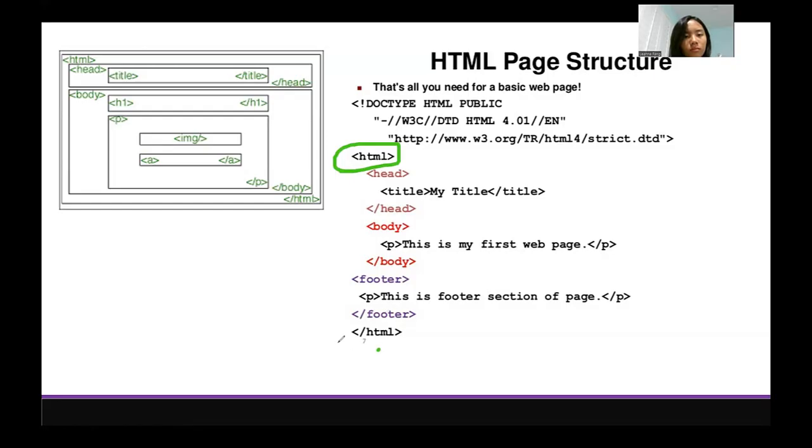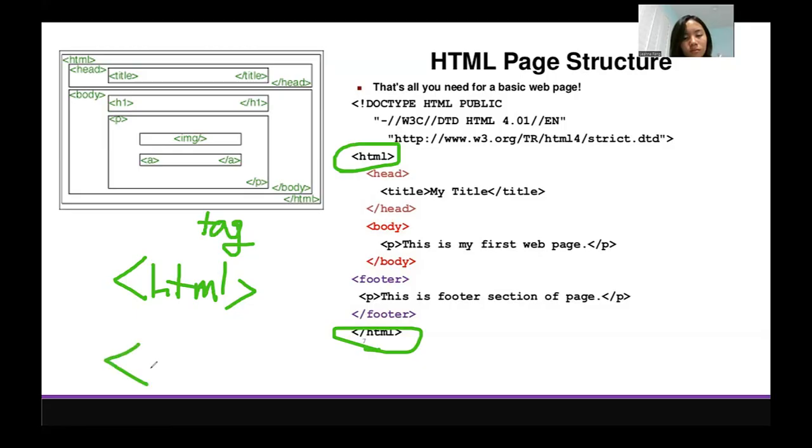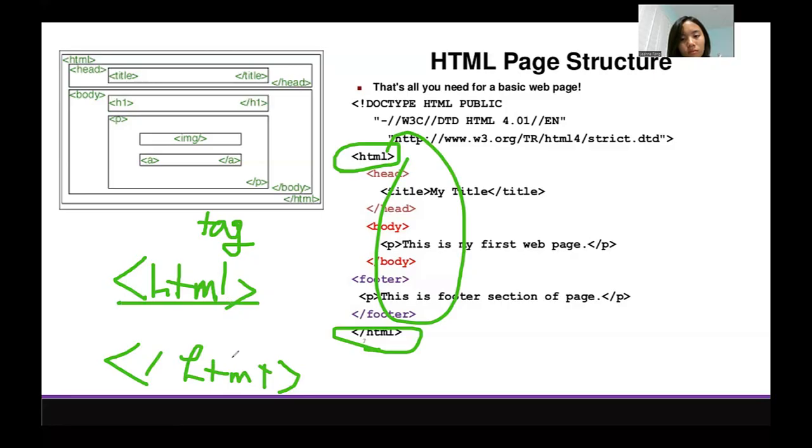So you start with HTML, ending with HTML. This one, we call it open tag. Open tag means that you start to have a tag. And close tag means that it actually finishes the tag. So anything between them is of HTML format. So this one, we call it a tag. Open HTML tag, close tag. This one, we call it close tag. This one, we call it open tag.